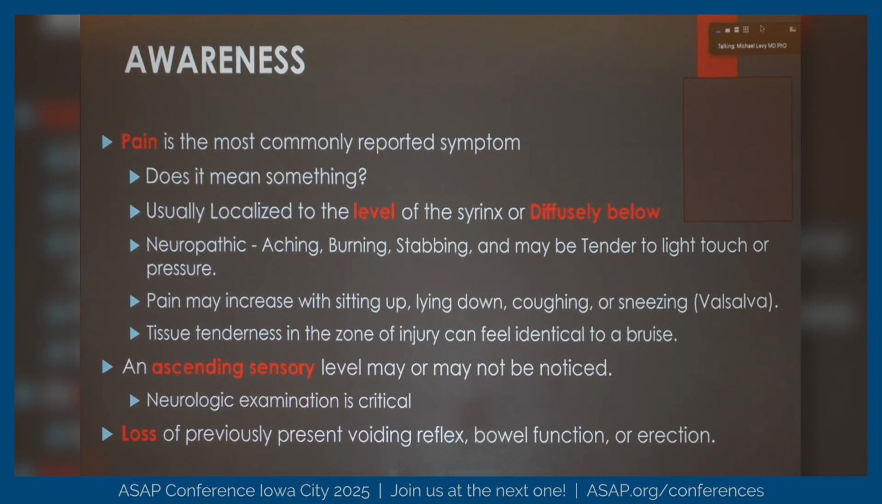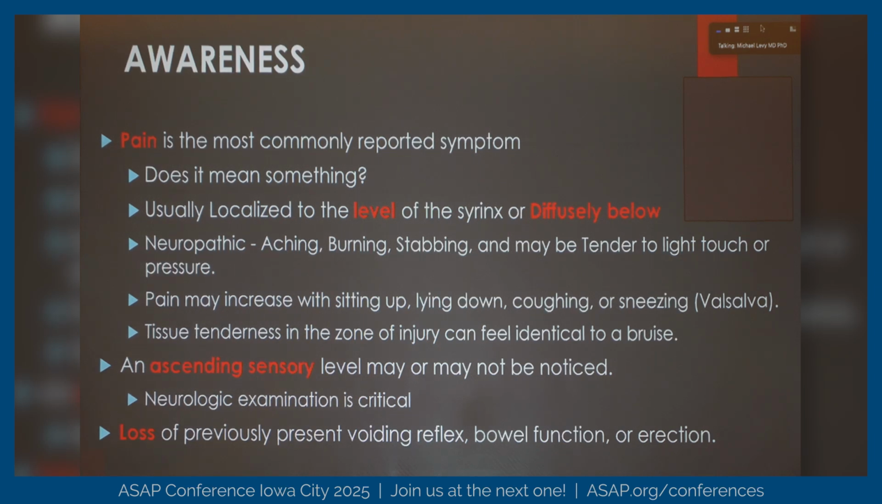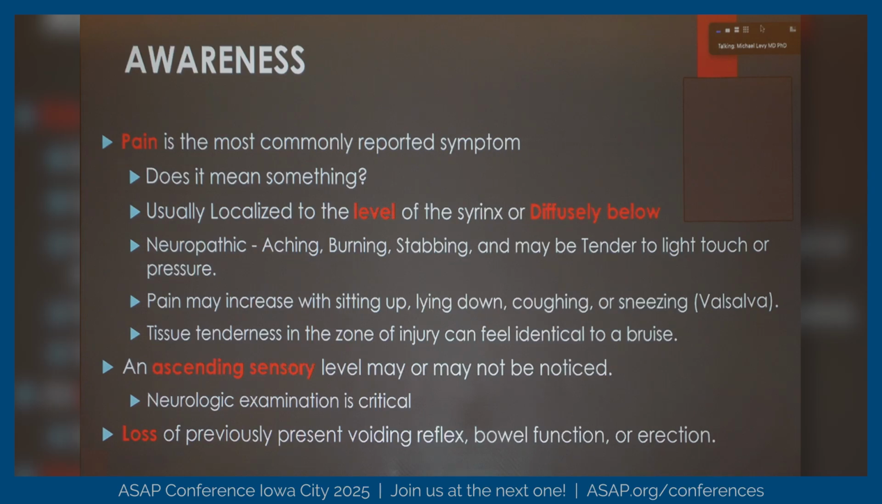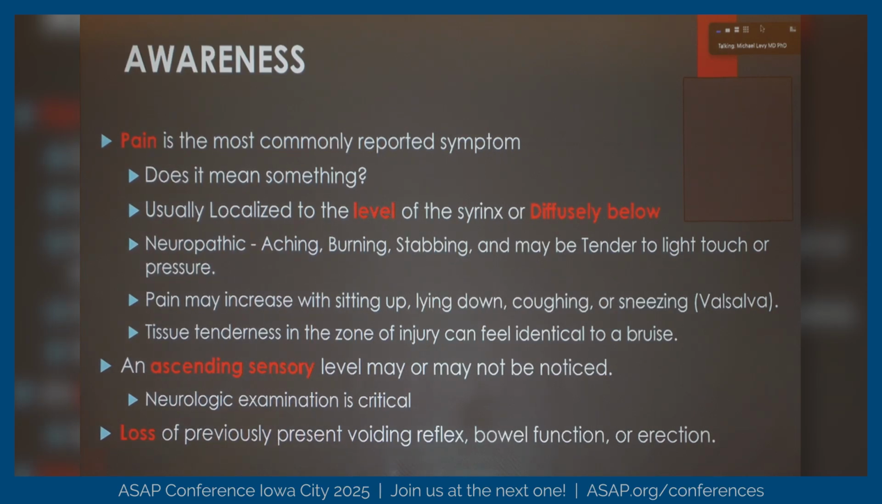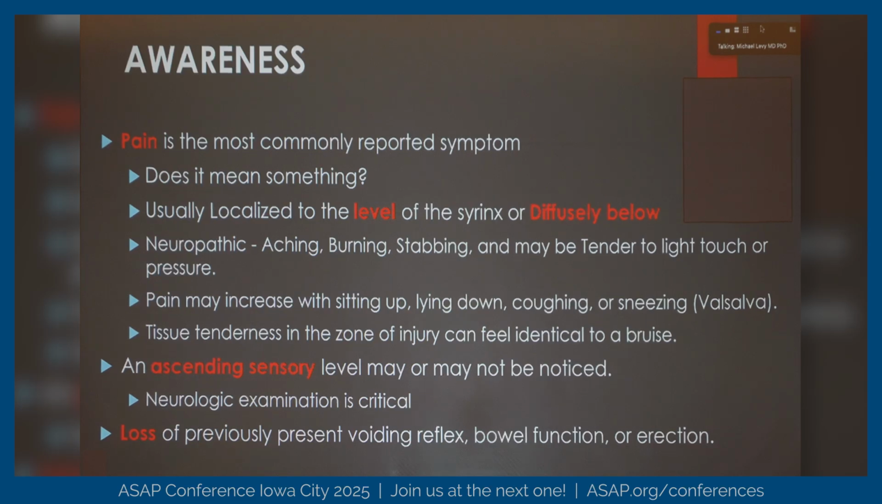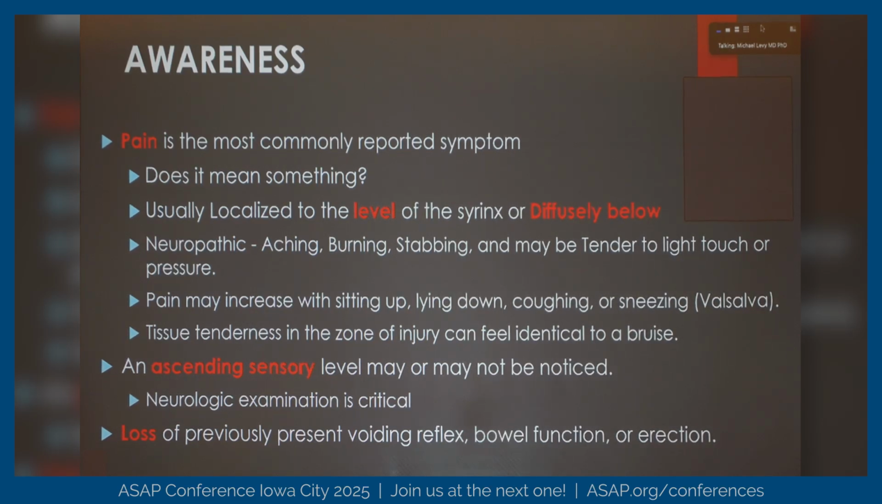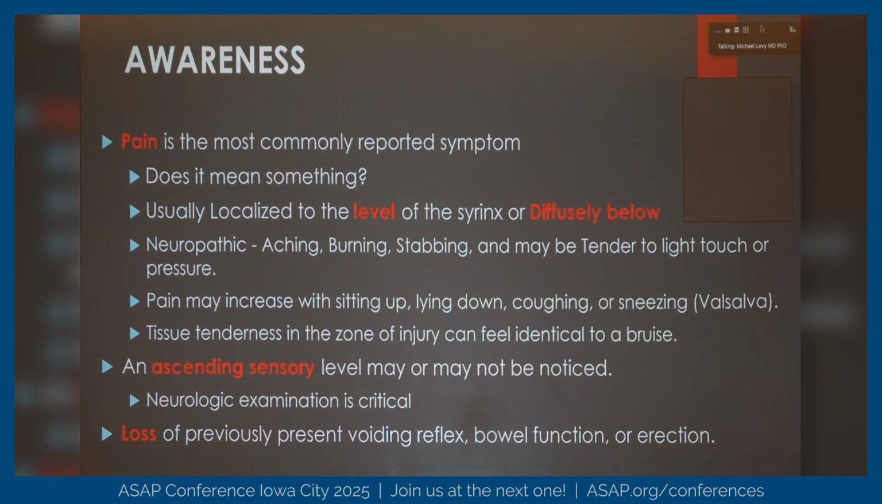Trying to figure out, does this actually mean something? What is the relationship to the syrinx? Can be difficult, especially when you're dealing with spine disease. The pain is usually located at the level of the syrinx, but if present, is usually diffusely present below. It can be described in different ways, but aching, burning, stabbing, tender to light touch or pressure, all of which have been described and are things that we look for in our exams.